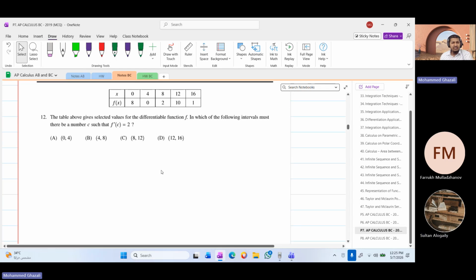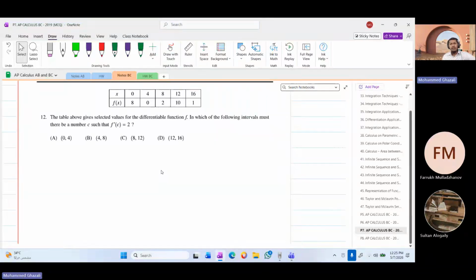Next one. The table above gives selected values for differentiable function f. In which of the following intervals will there be a number c such that f prime of c is equal to 2? I think we did this in AB. Yeah, it was a repeated question from AB. So you need to find f prime of c equal to 2. That's basically finding the slope, so it's y2 minus y1 over x2 minus x1, and you need to solve that to be equal to 2. Remember, this is the instantaneous gradient, and the instantaneous gradient must be 2.